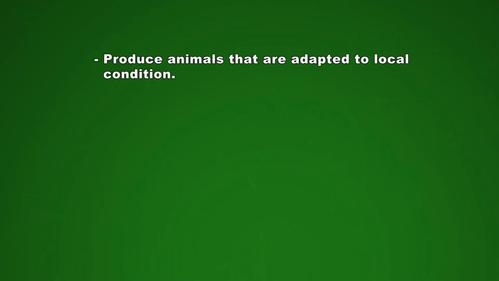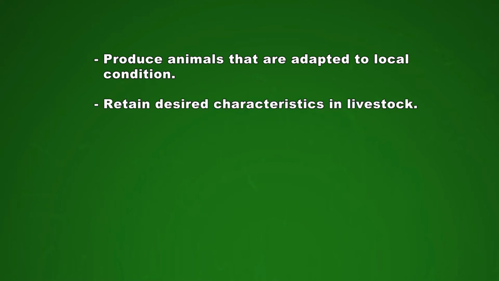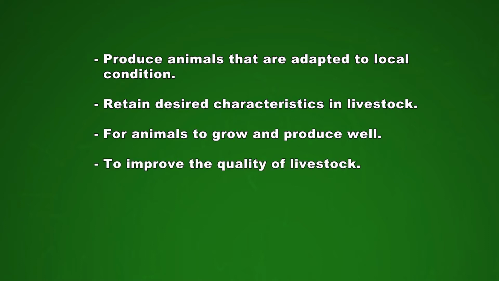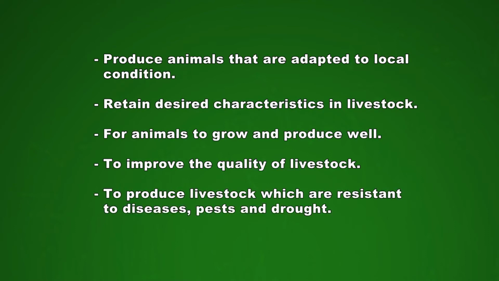Artificial selection seeks to: 1. Produce animals that are adapted to local conditions. 2. Retain desired characteristics in livestock. 3. Help animals grow and produce well. 4. Improve the quality of livestock. And lastly, to produce livestock which are resistant to diseases, pests, and drought.